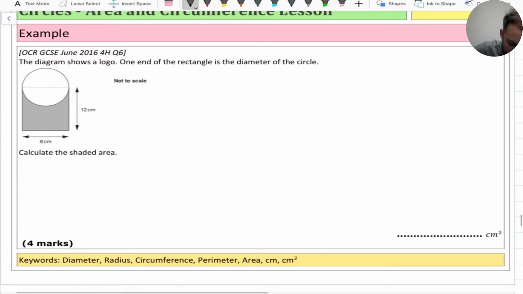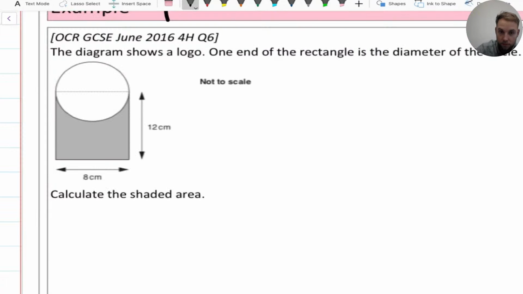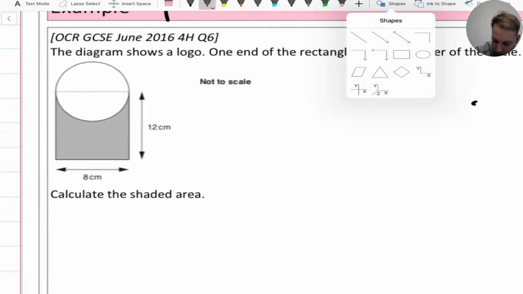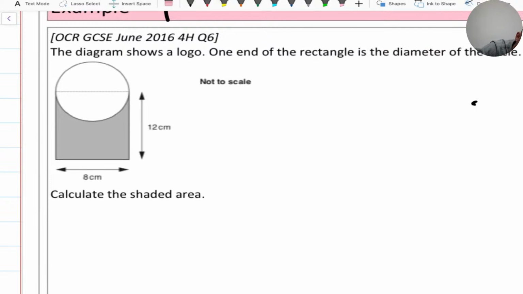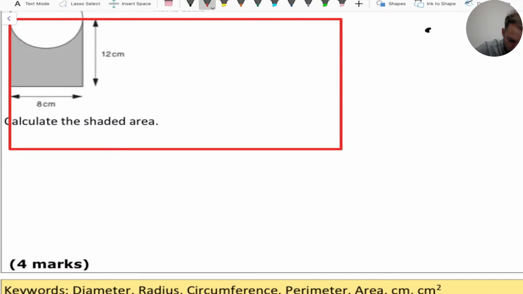So this one here says, calculate the area of the shaded region. I'm just going to zoom in a little bit so you can see that. So, get that diagram down. Now we're trying to find out the area of that shaded region. This one is a little bit tricky. It's not that much trickier, but it is a little bit trickier.